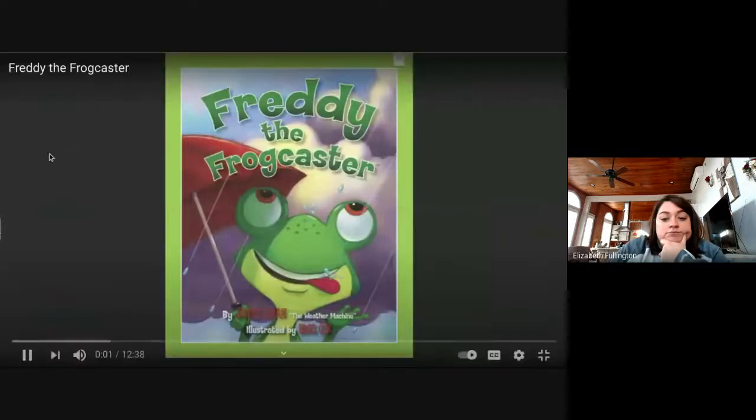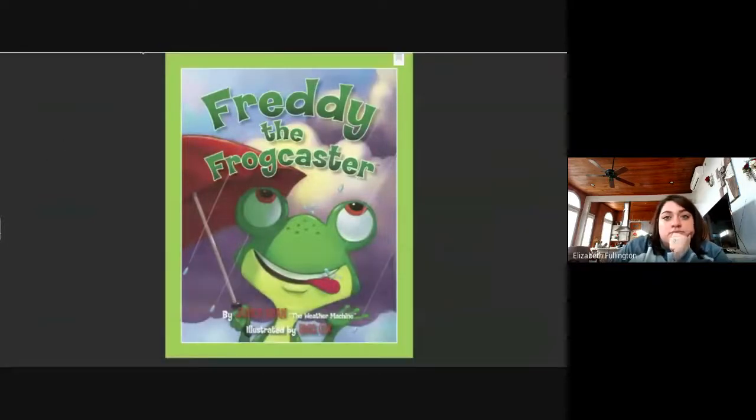Hey friends, today we are reading a story called Freddy the Frogcaster, written by Janice Dean, the Weather Machine, illustrated by Russ Cox.